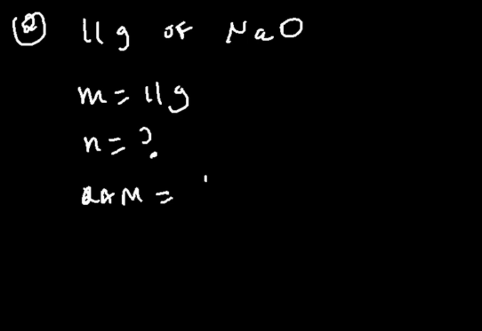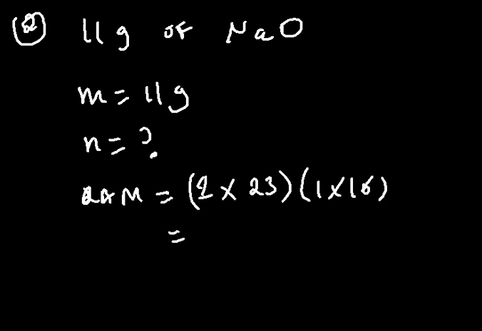So we have the 1 mole of sodium. In terms of mass, what is the mass of sodium? That is 23. Then we have 1 times 16. So we have 23 plus 16. What is 23 plus 16? So 23 plus 16, that will be given as 39.